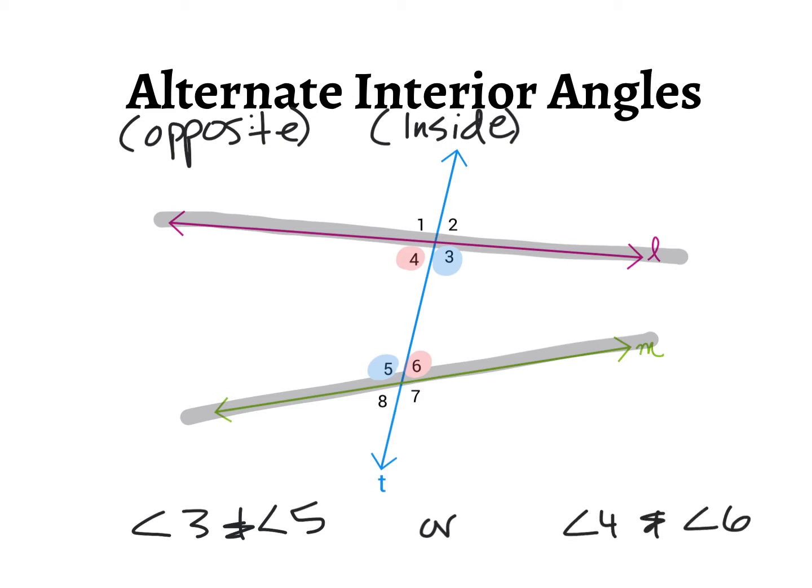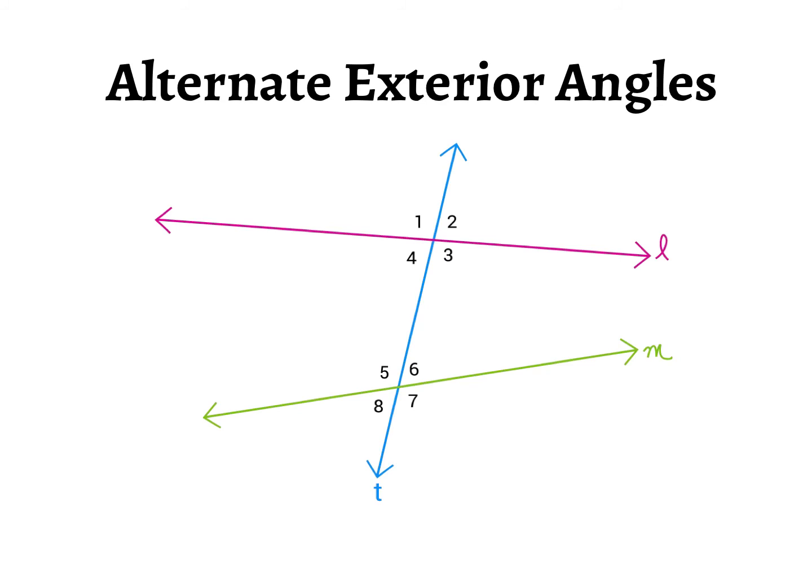That's all we're really doing. We're identifying which angles are in this relationship. In this relationship, we have alternate exterior. So again, I'm going to think about the words. Alternate means opposite, opposite side. Exterior is another word for outside. And I'm going to identify which angles I'm dealing with.